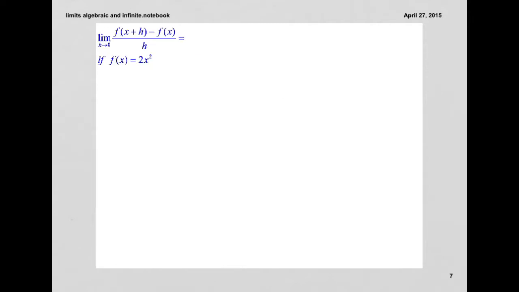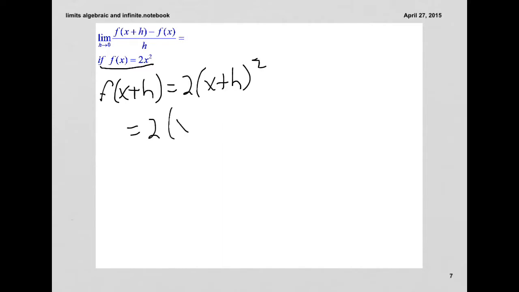Okay, I wanted to do this one last example because it's something a little different. Well, we start out by using our function that's given for f of x. f of x equals 2x squared. So we want to get everything that we can in terms of this function. So that means I need to take f of x plus h and plug it into the formula, which would be 2 times (x plus h) squared. Okay, that's going to give me 2 times (x squared plus 2xh plus h squared).